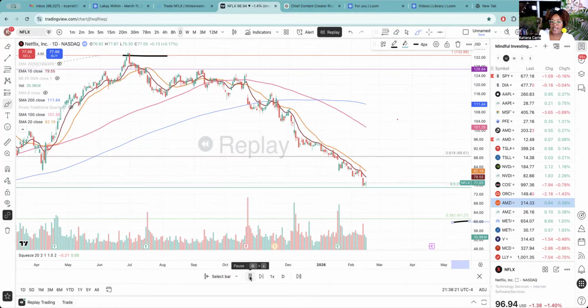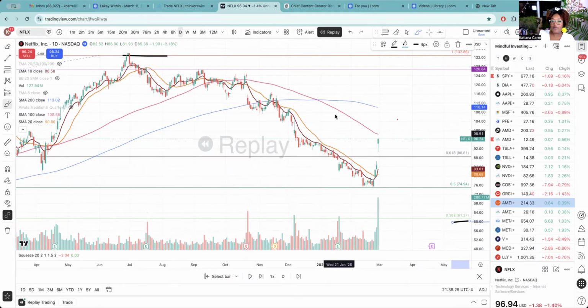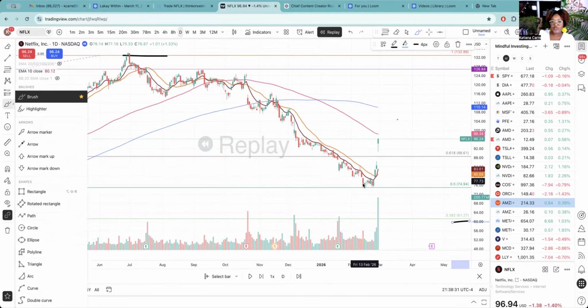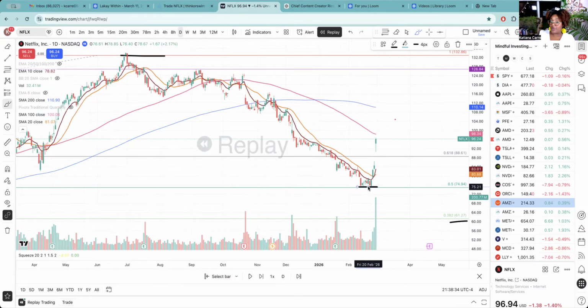Next day, Netflix is not really doing anything. It's just kind of going up and down. No real movement. Oh, there we go, it's popping back up. Okay, boom. Look at that right here. So Netflix sat over here for a little bit, it didn't move much, and then boom, it went up to the 96 area.